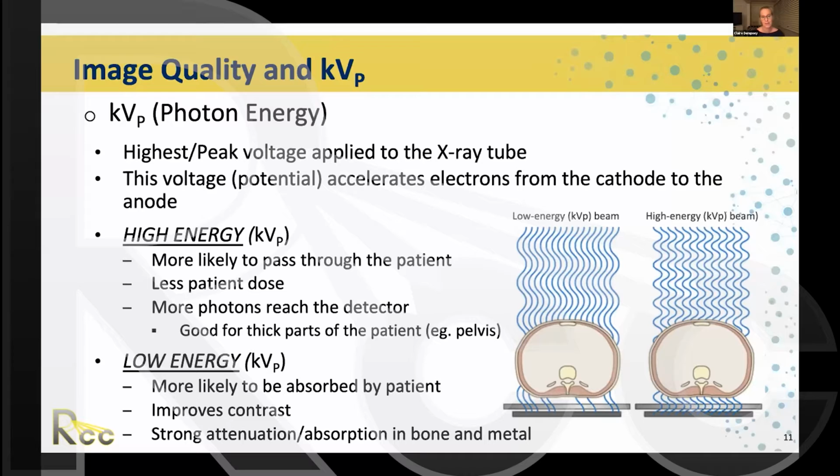So if we do use a low energy kVp, because the photons are of a lower energy, they are more likely to be absorbed in the patient. And this can be a benefit if you want good contrast for the images that you're after, and you'll get particularly strong attenuation or absorption in bone and metal using the lower energy kV photons.